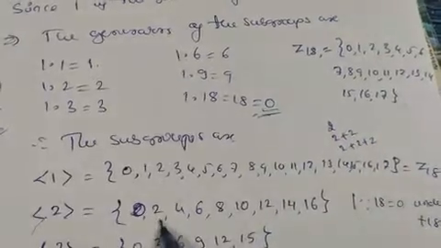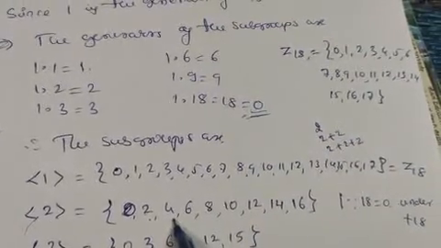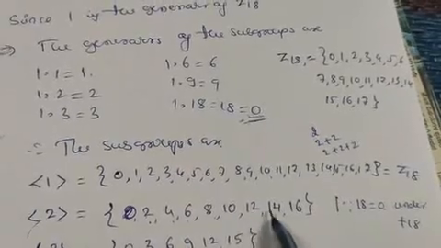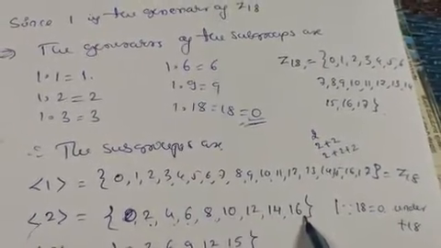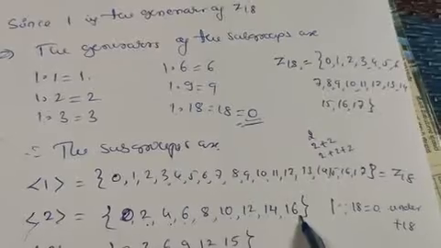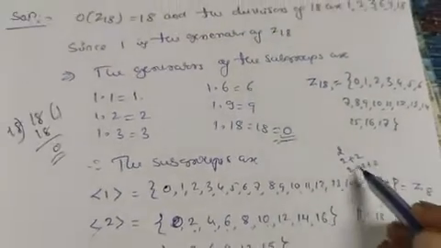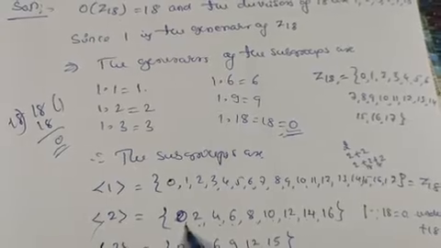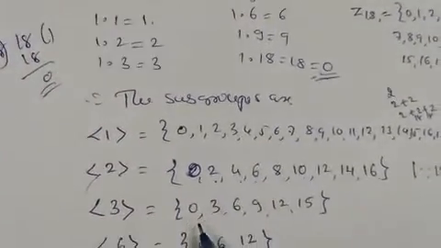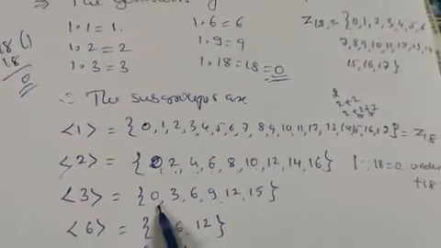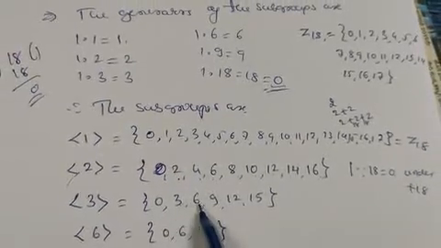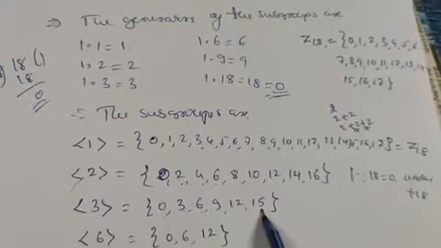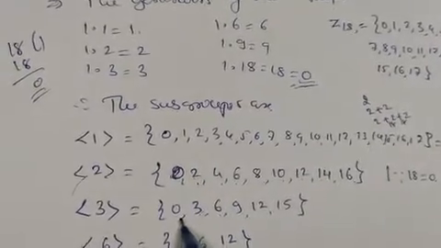First element is 2, then 2 plus 2 is 4, again you add 2: 6, 8, 10, 12, 14, 16, plus 2 is 18. Since it is addition mod 18, the remainder is 0, so you take 0 here. Next generator is 3: first 3, then 3 plus 3 is 6, 9, 12, 15, next 18, and 18 means you take 0.